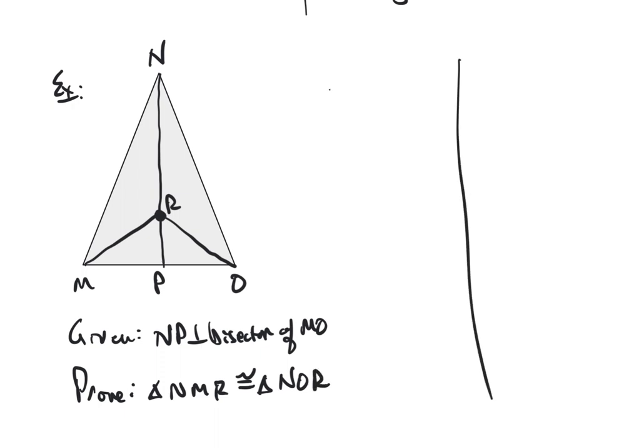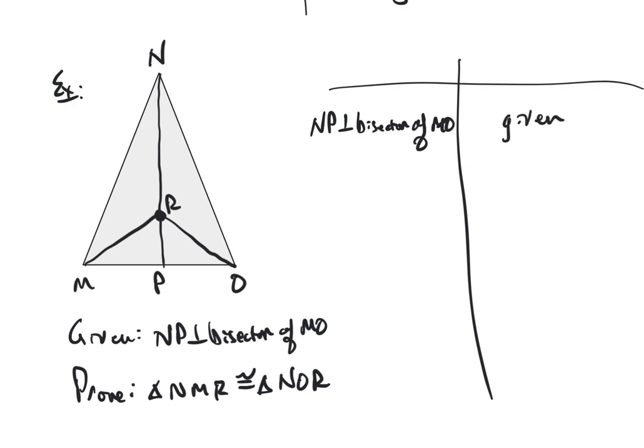Okay, and this is a real easy one. This one won't take long at all. But just kind of get you a feel for how it might work in some of our problems. Okay, so like always, we'll start with the given information. So NP, perpendicular bisector of MO. Okay, so that's given.